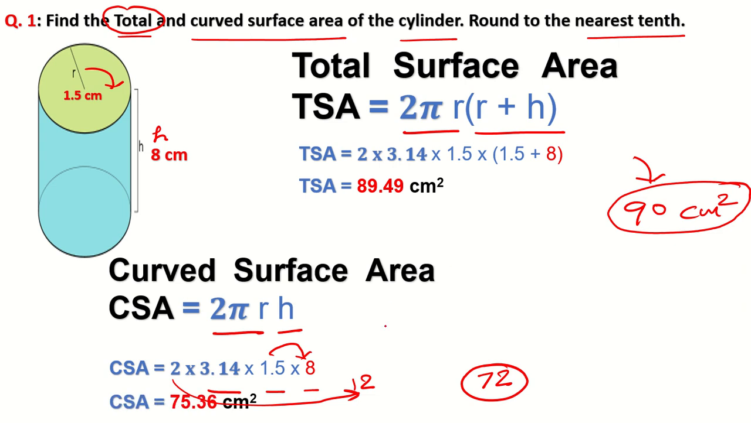And what am I getting here? I am getting 75.36. So it's not too close, but it's close. So like this, by approximation and by regrouping, you can get the answer.